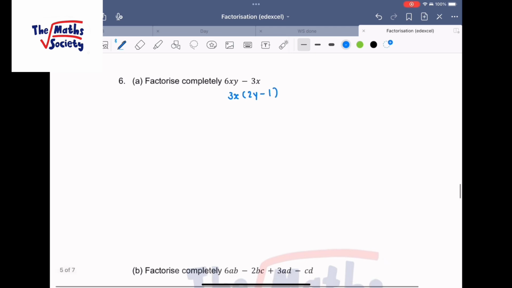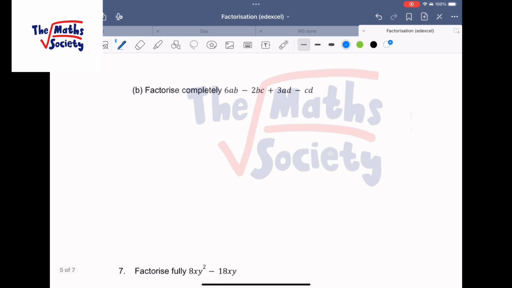And then we move on to part B, which is factorize completely 6ab minus 2b plus 3ad minus cd. So we're going to do it separately as well, the first part first, and then the second part. We can see that in 6ab minus 2b, we have 2b as a common factor, so that's 2b(3a minus c). And we have d as a common factor in the second part, so that's d(3a minus c) as well. So then you can have (2b plus d)(3a minus c). And that should be your answer.